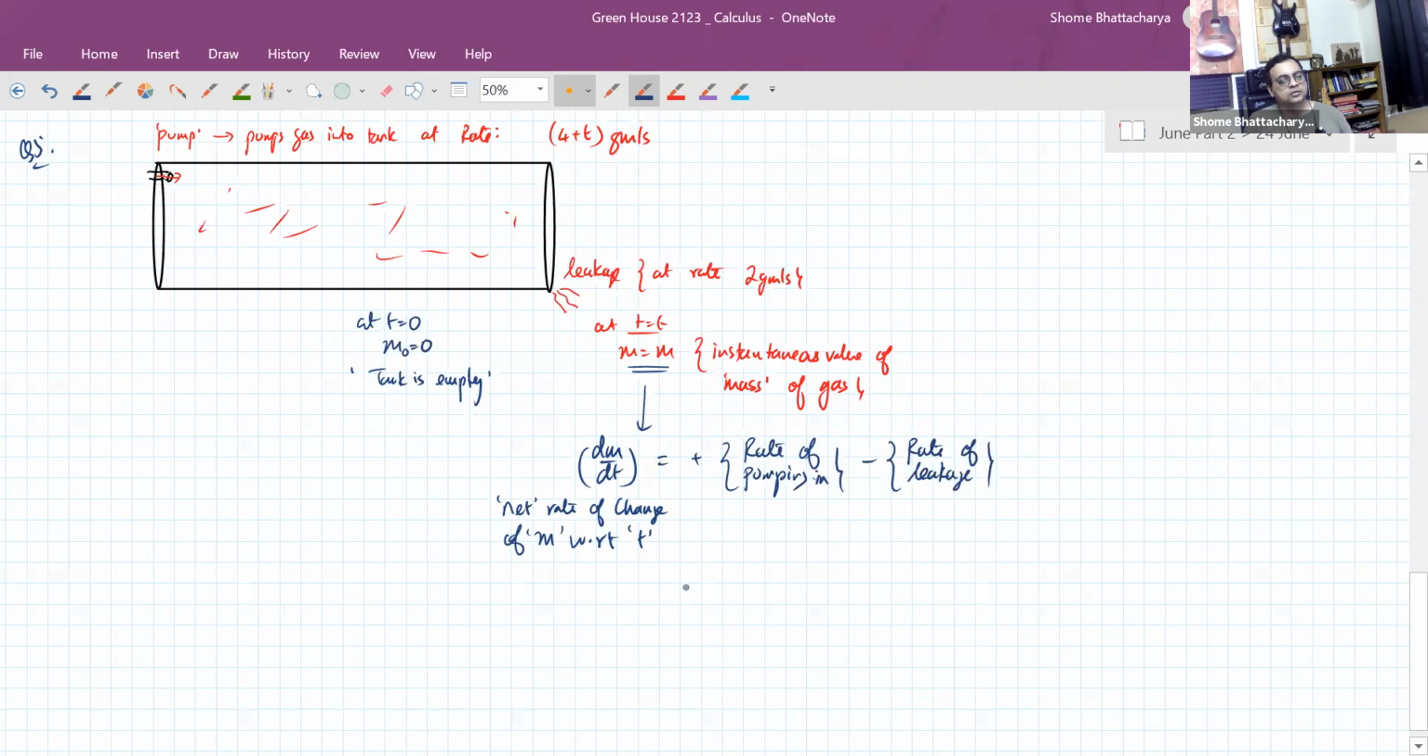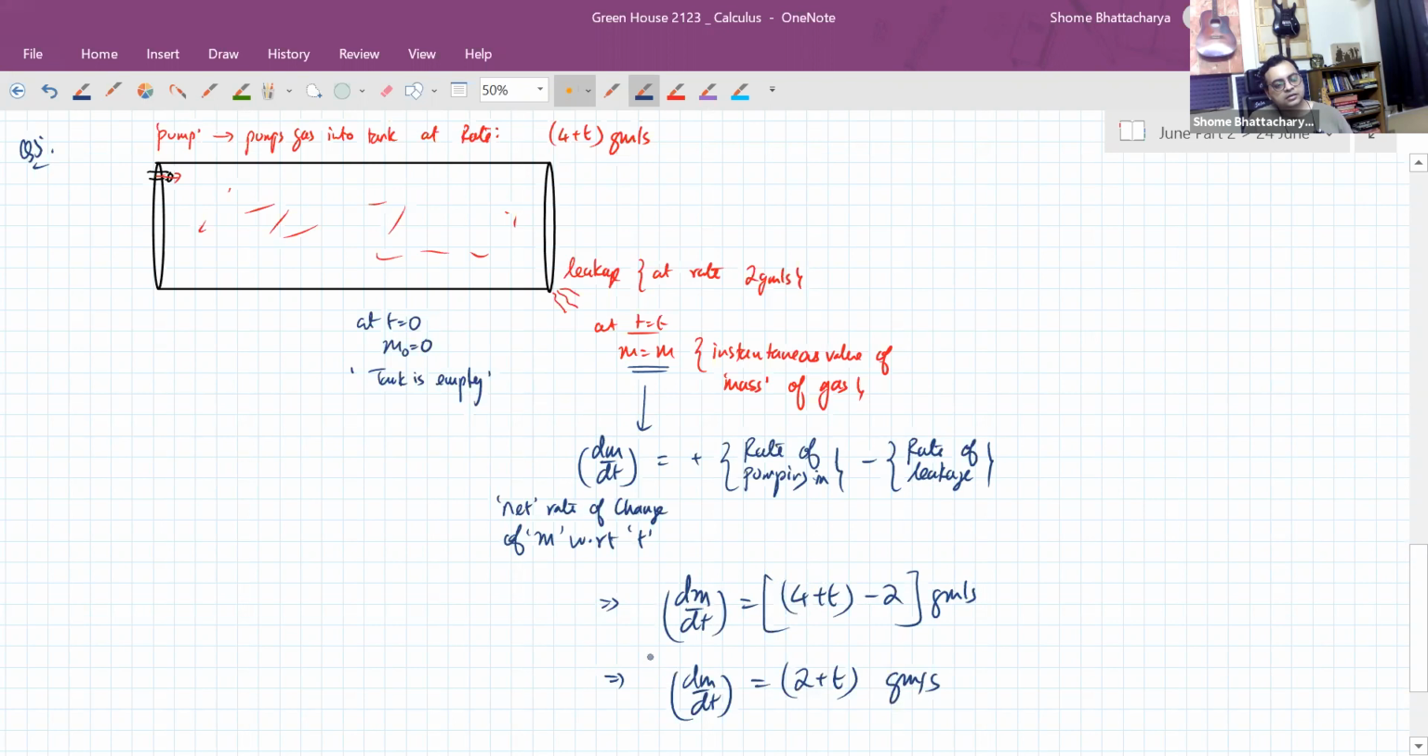So dm by dt, the rate of change of mass, is equal to 4 plus t minus 2. This is in grams per second. So the rate at which the mass of gas is changing in the container as a function of time is 2 plus t grams per second. This was in fact the first of the questions directly asked. And from this, now we also have to find the expression for mass of gas as a function of time.